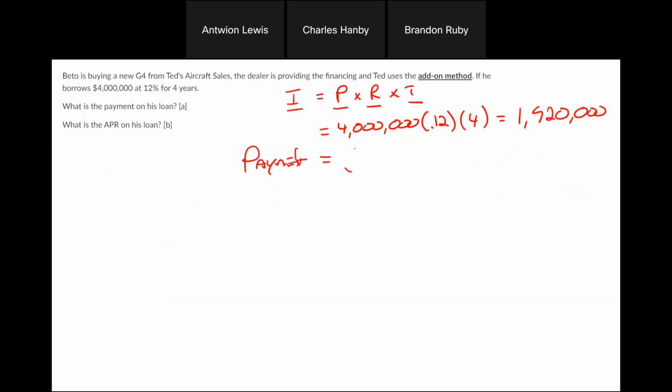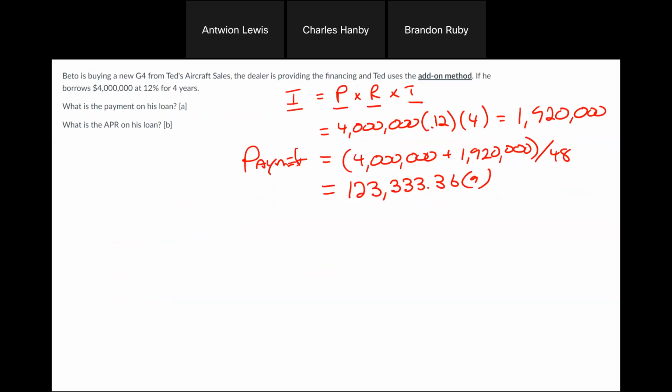To calculate the payment, we add the principal and interest, the 4 million plus the 1,920,000. Then we divide by the number of monthly payments, so that would be 48. That's $123,333.33 a month.